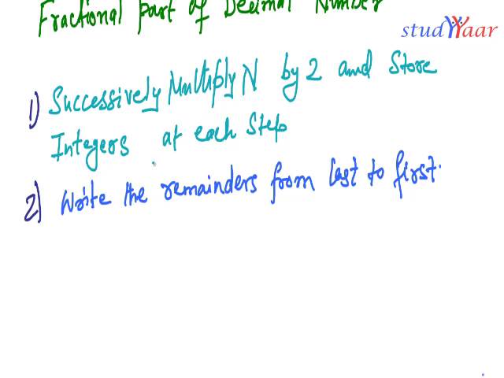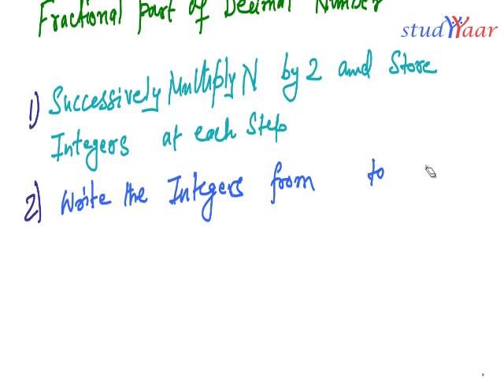Okay, store the integral part at each step. And the second step is modified: instead of writing the remainders from last to first, here we write the integers not from last to first but from first to last.